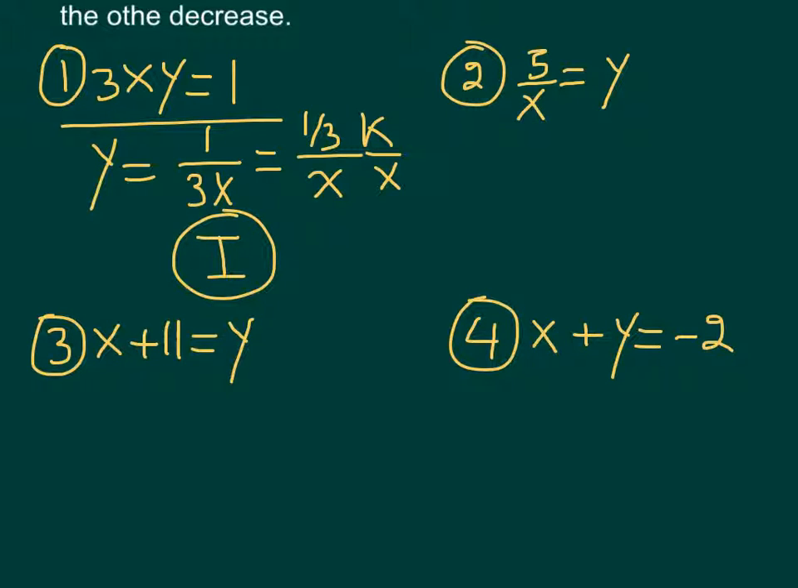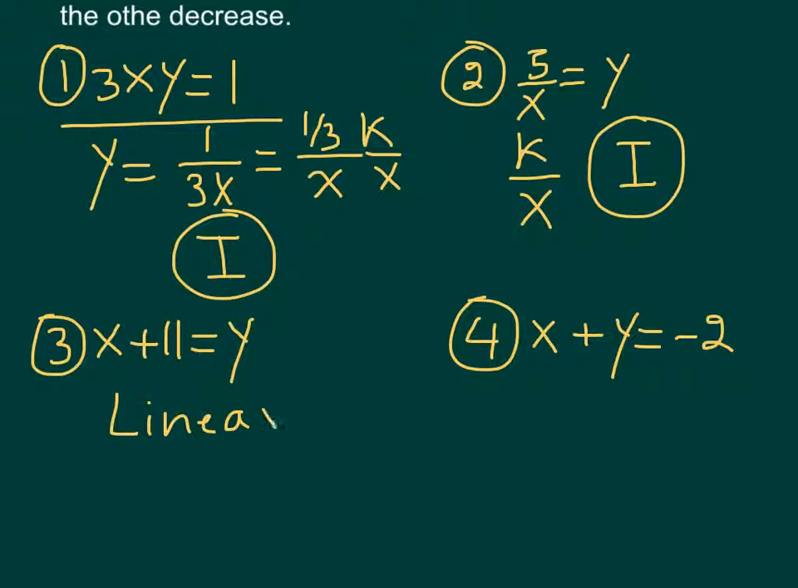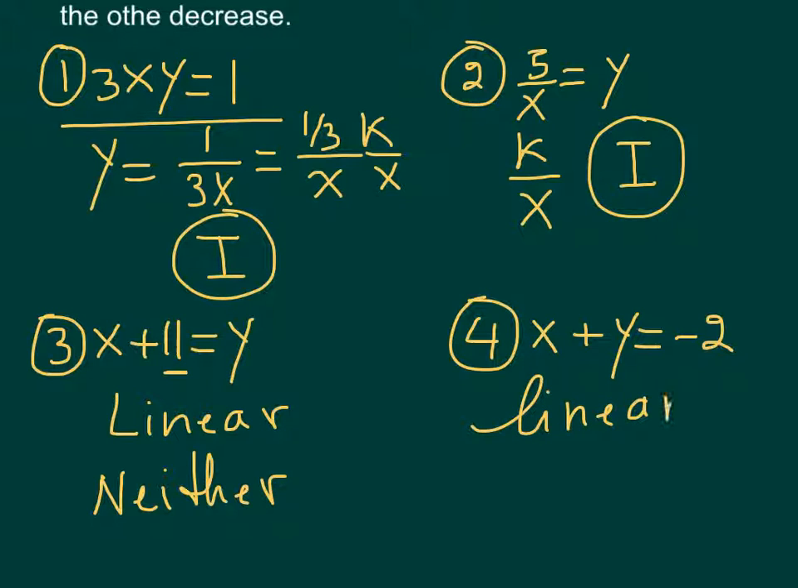Number 2, it's already k over x. It is already in that form. It's an inverse variation. Number 3, it's an equation of a line. We have a y-intercept at 11. Therefore, it is not direct, it's not inverse, it's neither. Number 4 is the same thing. This is an equation of a line, and this particular line does not necessarily pass through the origin. It is called neither.